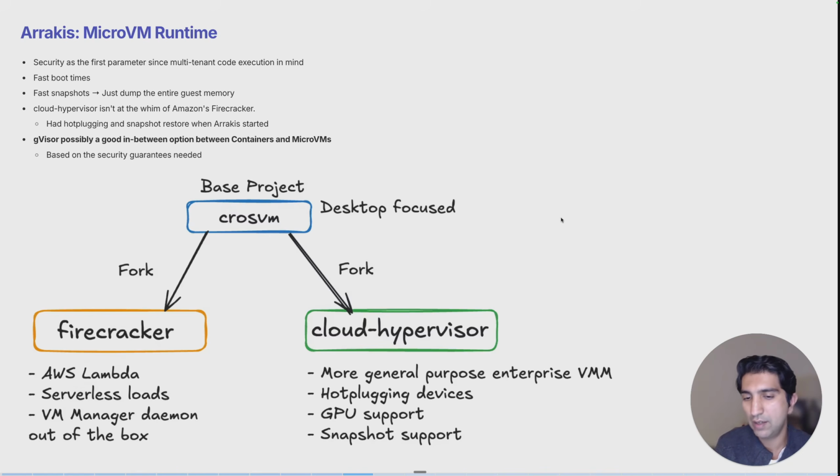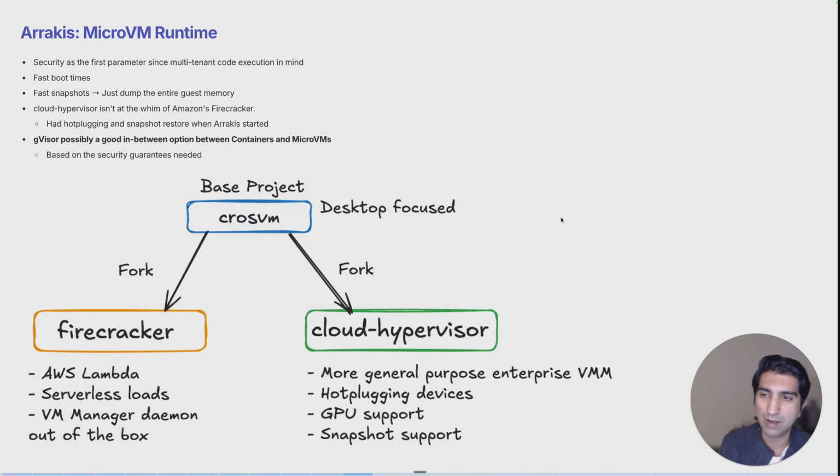Cloud Hypervisor is a more general purpose enterprise VMM. When I chose it, it had hot plugging of devices, which means you could add and remove RAM very easily as a PCI device when you're running a sandbox. It had GPU support and it had snapshot support at the time. And from a software project point of view, it isn't controlled by one specific company. There are different companies there. So it made a lot of sense to use Cloud Hypervisor as the micro VMM for Arrakis.